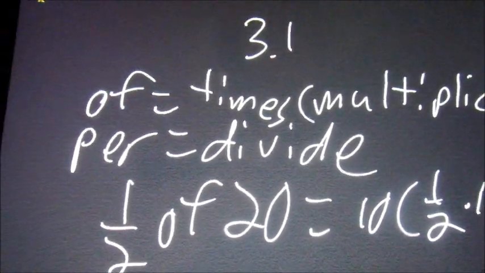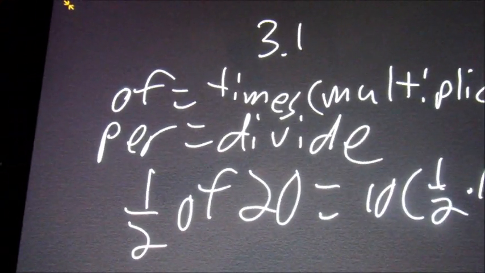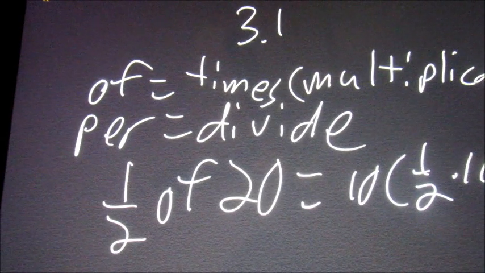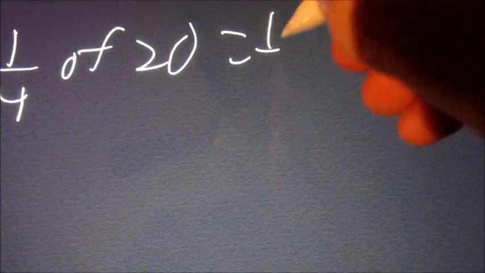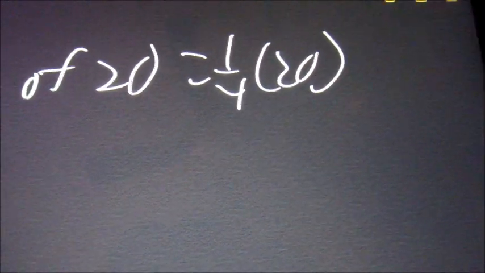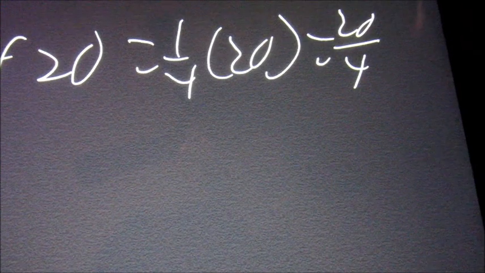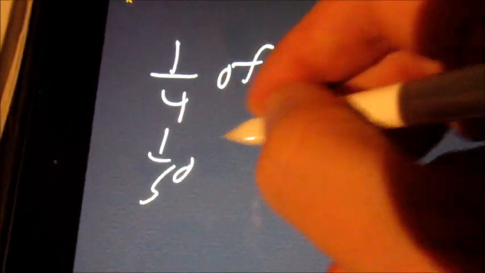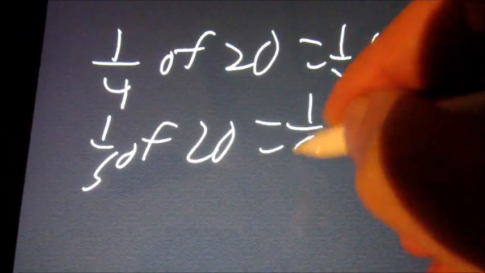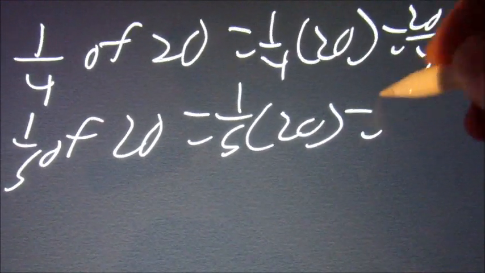But when you see "per," that means you're going to divide. Like 20 cars per 50 people. How many people are in a car? So let's say that we have, okay, we already did the 1/2 of 20. If we have something like 1/4 of 20, you would write 1/4 times 20. You could also write 20 divided by 4. Either way, you're going to get 5. If you have 1/5 of 20, that is 1/5 times 20, or 20 divided by 5, or 4.